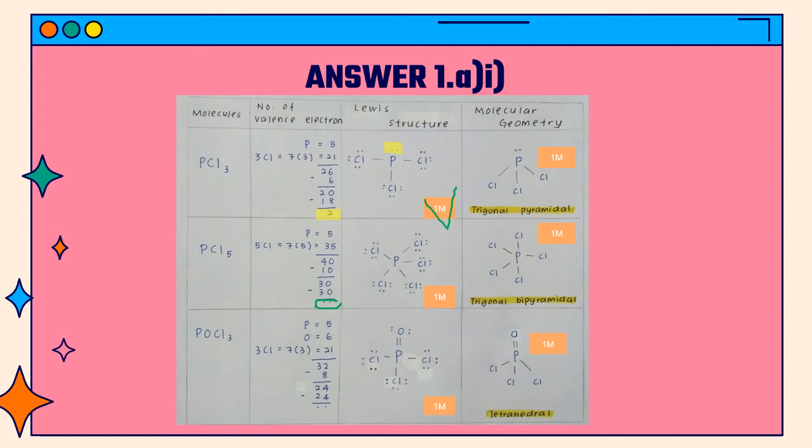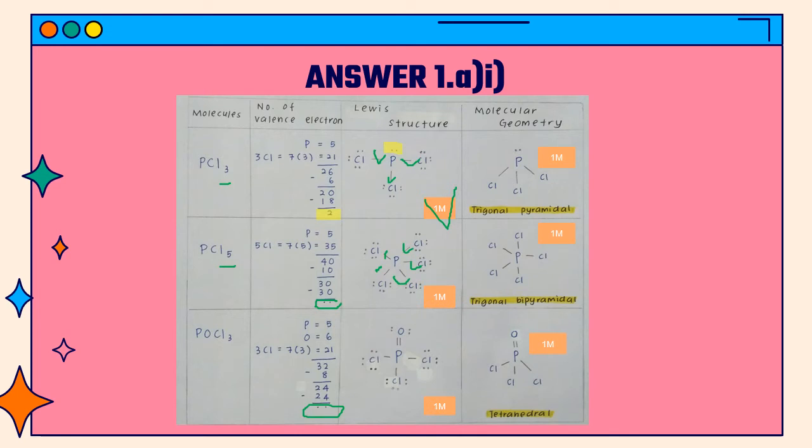But you guys must be careful, okay? If it states PCl3, so 3. Make sure it has 3 bonding pairs. PCl5, so it has 5 bonding pairs. Okay. Here for POCl3 also doesn't have any lone pair, so it has no lone pair.